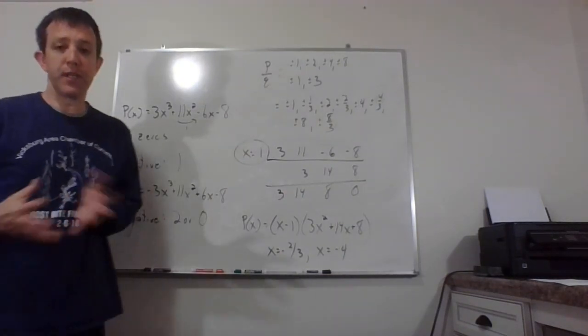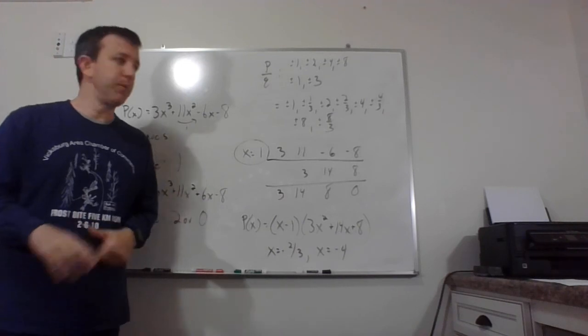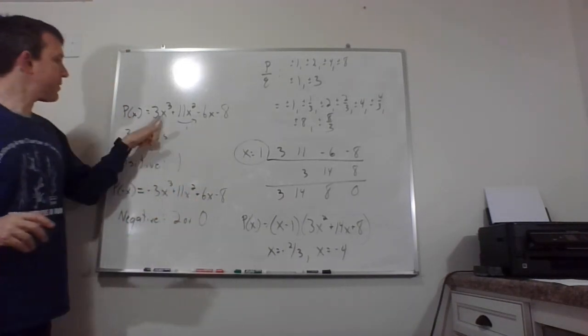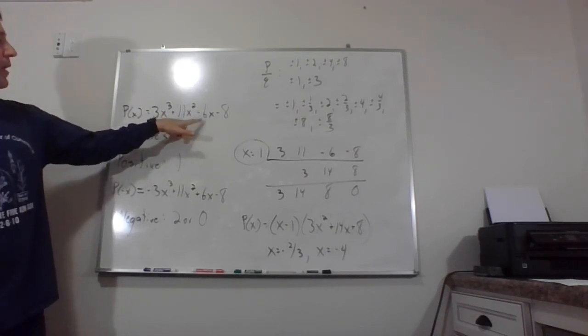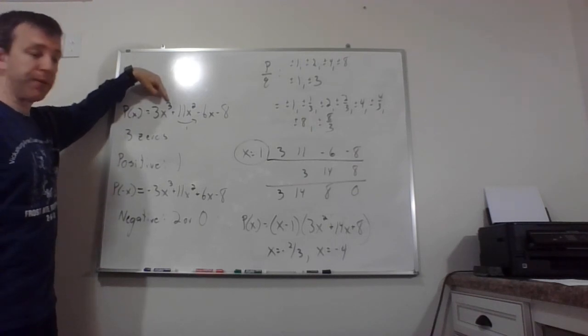All right, so I have one example for you here. It's really hard to do really big polynomials because I have such little space. But anyway, here we go. P of x is 3x cubed plus 11x squared minus 6x minus 8. I know there are 3 zeros because that's my highest power.